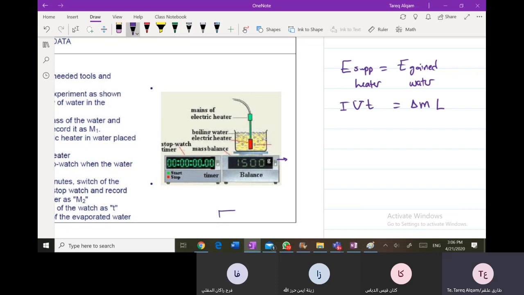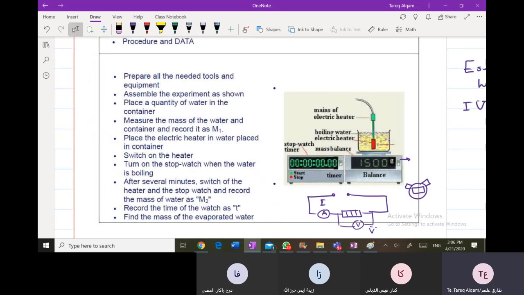And here I have to set up the electrical circuit like this. I have to show this for the examiner if we are asked about it. Ammeter to measure the current, voltmeter to measure what? The voltage. And also we have to use what? Stopwatch to measure the time. Then record the mass before switching on the heater and the mass after switching off the heater. After recording all these values, I can find the specific latent heat of vaporization for the water.